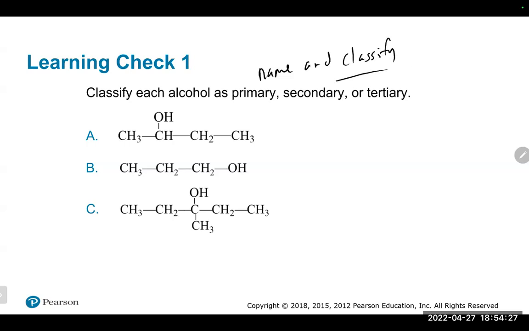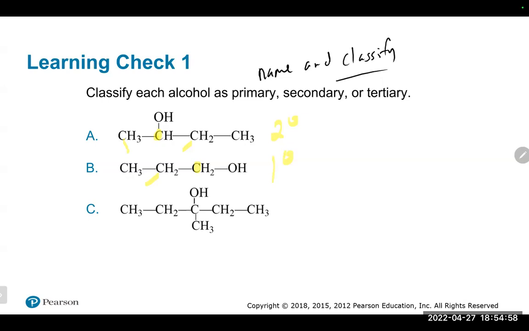Classification first. In classifying, definitely look at the carbon that is attached to the OH, and see how many carbons are directly attached to it. So there's one and there are two, which means this would be a secondary alcohol. Looking at the carbon on the second one that is directly attached to the OH, just one carbon is attached to it. So that would be a primary alcohol.